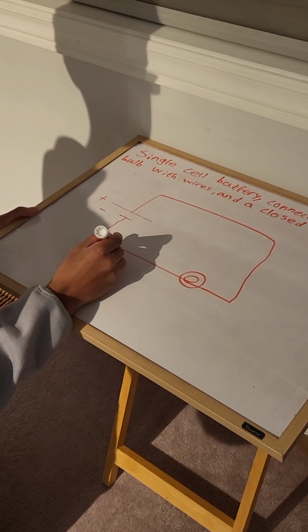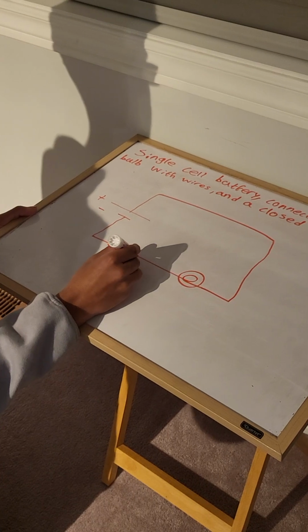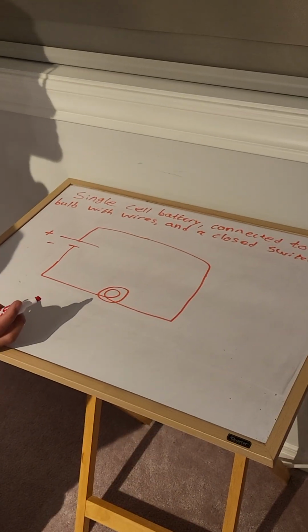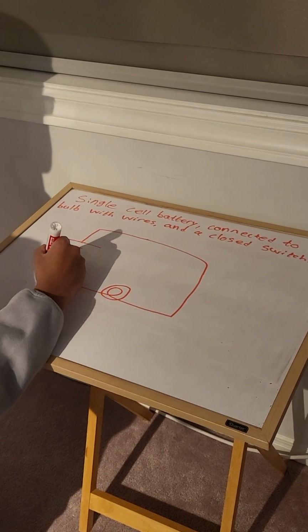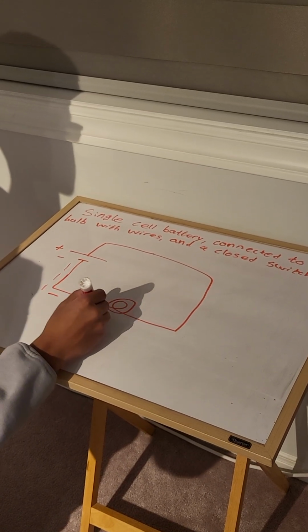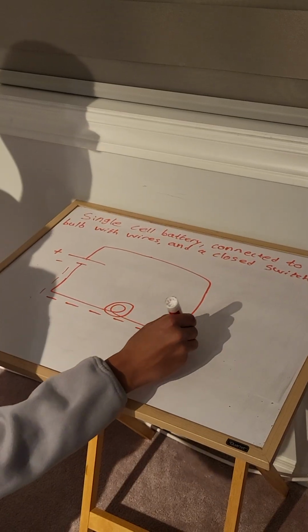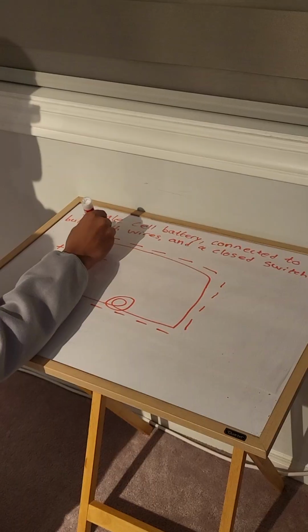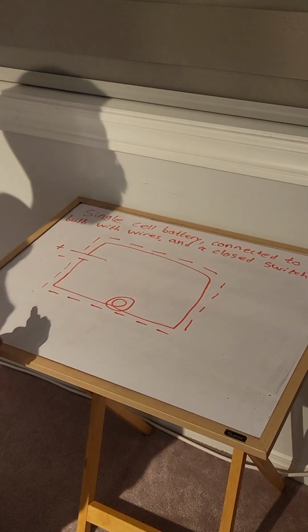Now it says a closed switch, so we're just gonna go boom, boom. Doesn't matter where we put the switch. So I forgot one thing. Since electrons are negative, we have to show the electron flow. Since it comes out from the negative terminal, we're just gonna draw the electrons going all the way through the circuit, attracting to the positive terminal.